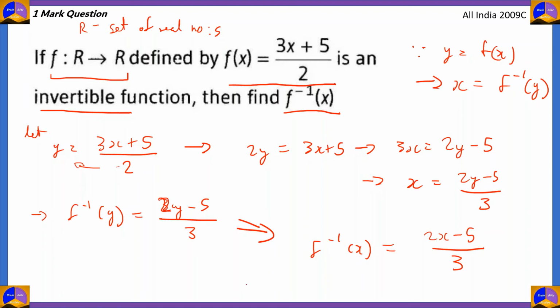So basically, we put the value of x instead of y. It's the same inverse function. So f inverse of x, when f of x is (3x plus 5) by 2, is (2x minus 5) divided by 3.